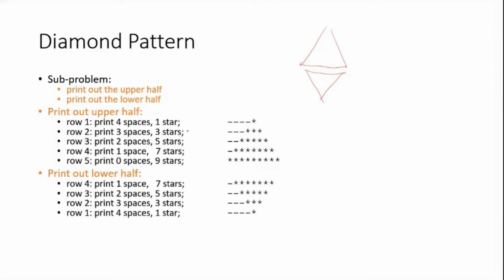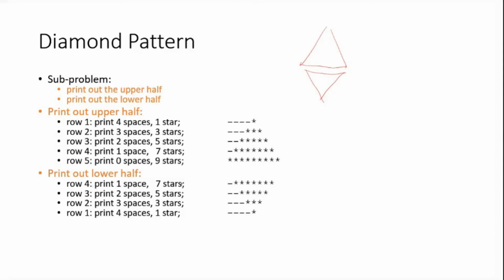In the row 2, 3 spaces and 3 stars. In the row 3, 2 spaces and 5 stars. In the row 4, 1 space and 7 stars. And in the row 5, there are 0 spaces and 9 stars.